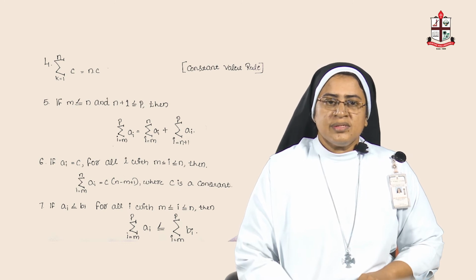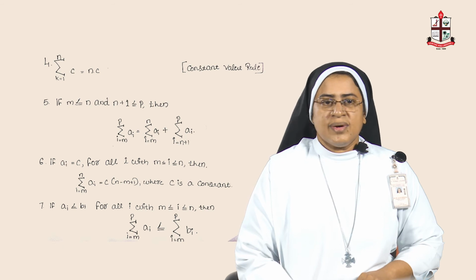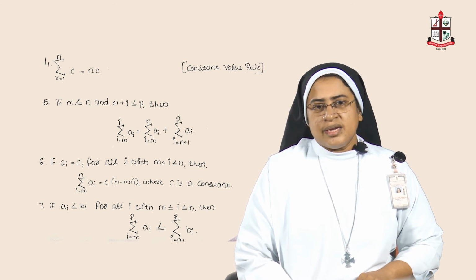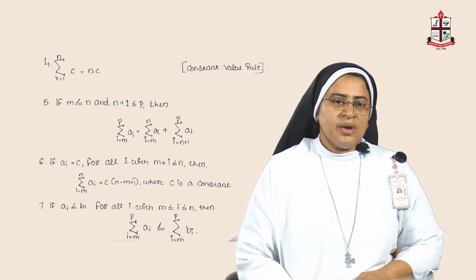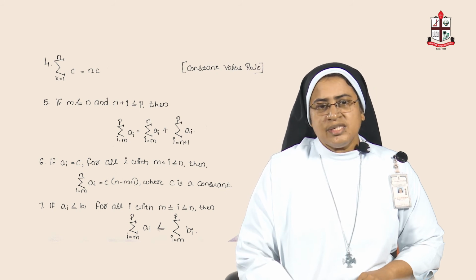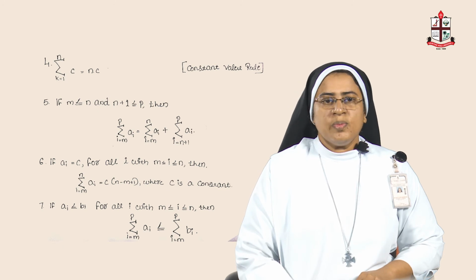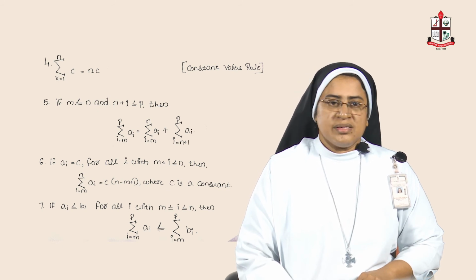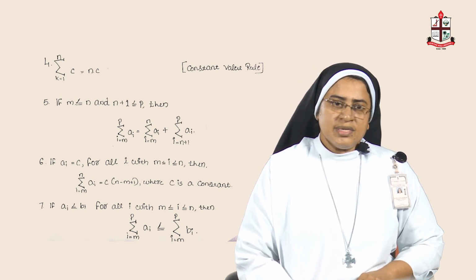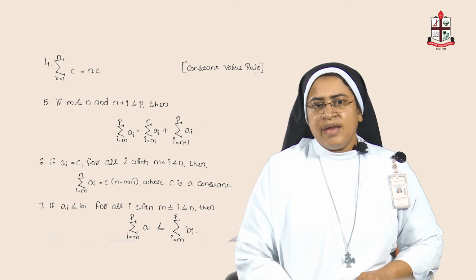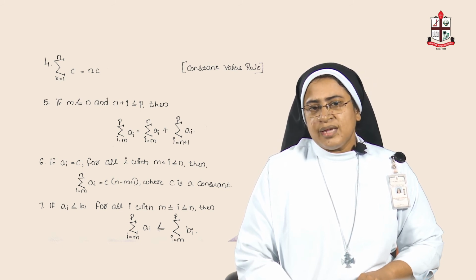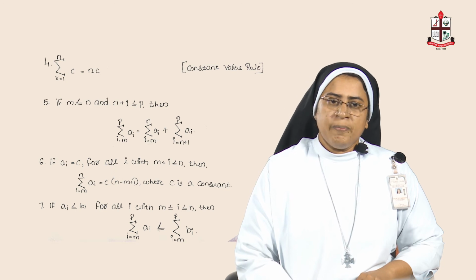Next one is a very simple thing, but it is a bit difficult to understand. Just listen, if m is less than or equal to n and n plus 1 is less than or equal to p, means you are assuming numbers m and n. m is a number which is less than or equal to n and we are assuming that n plus 1 is another number which is less than or equal to p.